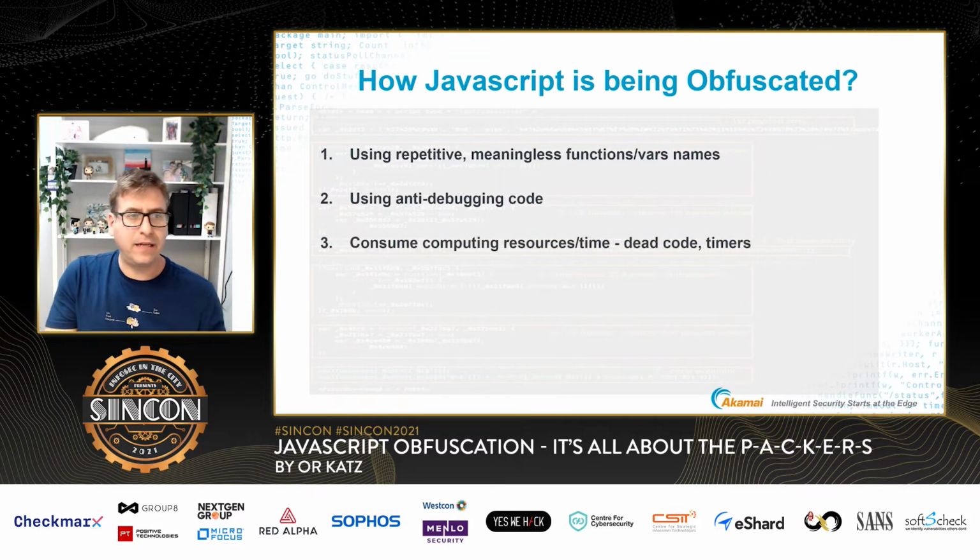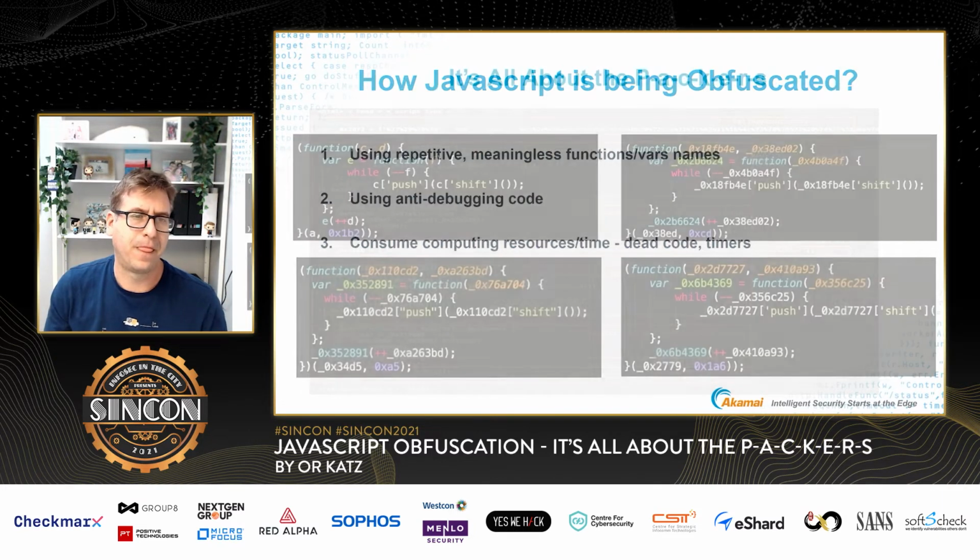And the third item here is the consumption of resources and time, for example, introducing dead code into your JavaScript code or using timers inside of your code. That also creates a much more challenging kind of detection, because running dead code and running with timers takes more time, and it might take more resources, because you need to consider the time and effort involved. These are the main buckets used for creating obfuscated JavaScript code.